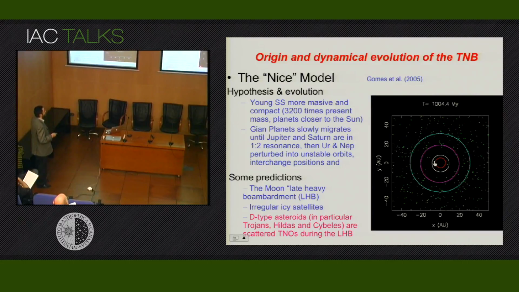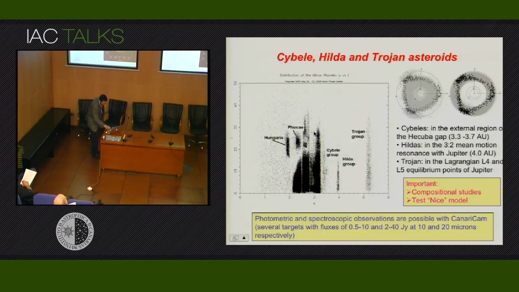And this is what we want to study. In particular, these objects are in three populations. In the outer main belt, the main belt of asteroids between 2 and 3 something AU, the limit is known as the Hecuba gap. And at the outer border of the Hecuba gap, you have a group of asteroids called the Cybele group. The Hilda group is in a 3-to-2 mean motion resonance with Jupiter.